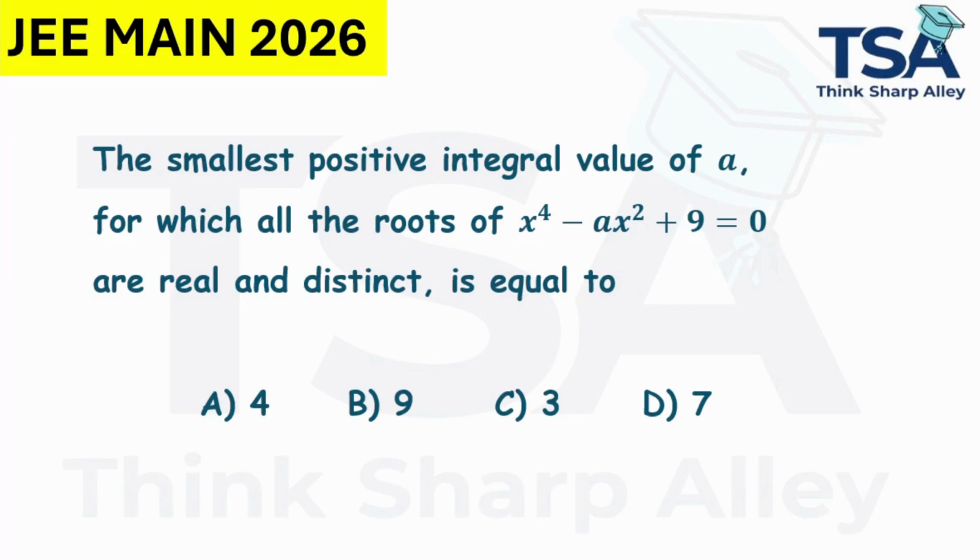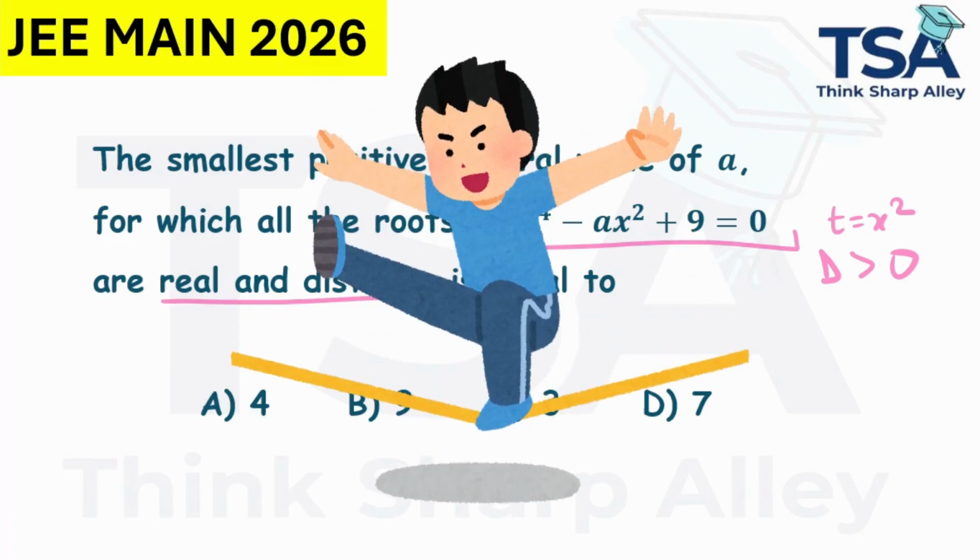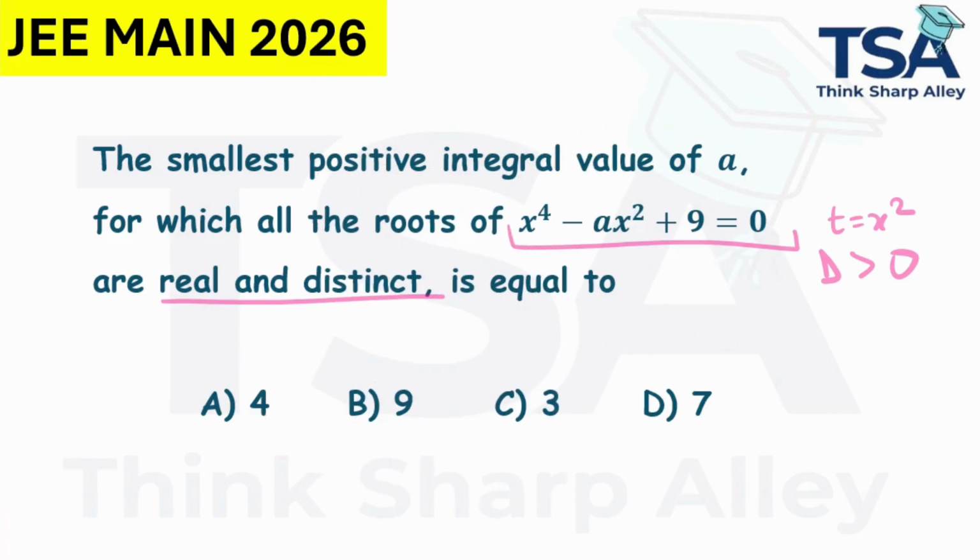Most students will see this biquadratic equation, substitute t equal to x square, apply D greater than 0 because it has real and distinct roots, and confidently jump to the wrong answer. The sharp move here is realizing that D greater than 0 is necessary but not sufficient on its own. The nature of the substituted roots matters immensely. So let's break down this question.